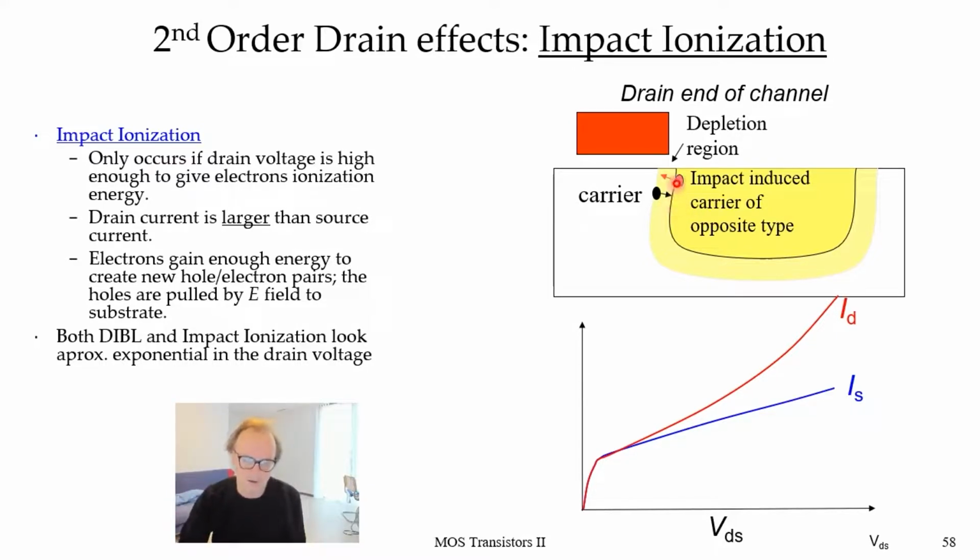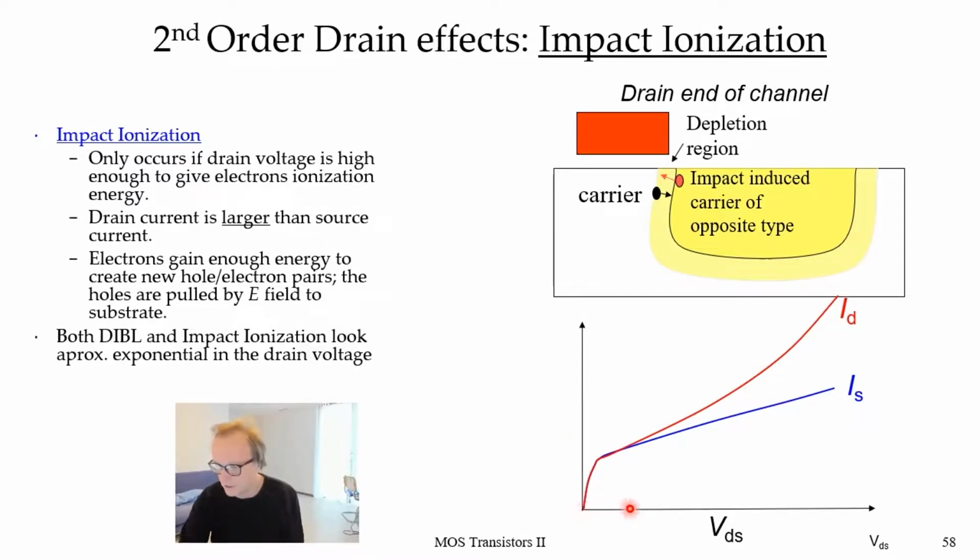And now the hole will be pulled in the opposite direction. But the hole actually won't be pulled into the channel. Remember, carriers go home. This hole won't go through the channel here. It'll just go straight into the substrate, because a strong electric field in this depletion region in the channel will just pull the hole straight to the substrate.